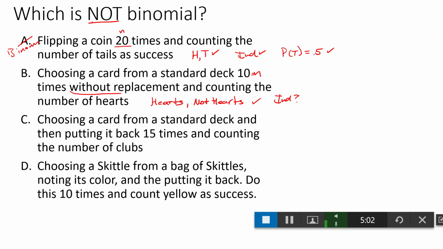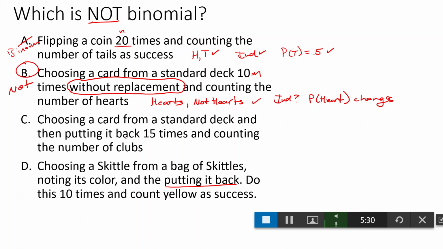Well, it says specifically here without replacement. That means once you take a card out of the deck, it is no longer in the deck. A lot of times we say with replacement and we can put things back in. Like down here it says putting it back. And that takes care of the independence because it doesn't change the probability. And the probability of heart will change based on the number of cards in the deck. So this guy is our guy that's not binomial.